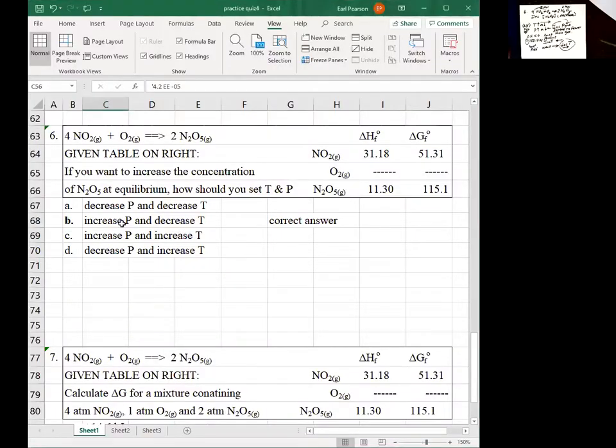And there it is. We would increase pressure and decrease the temperature to make this one happen the way we want it. Now remember, don't just memorize these answers, because they change with the sign of the delta H, and they change with the number of moles, and they change for which one I'm asking for.